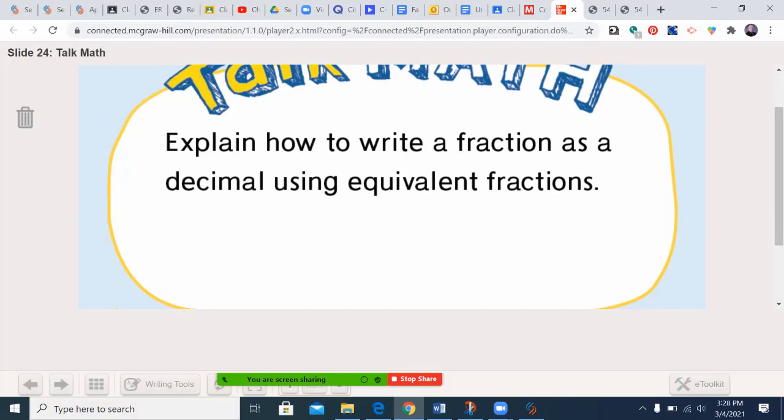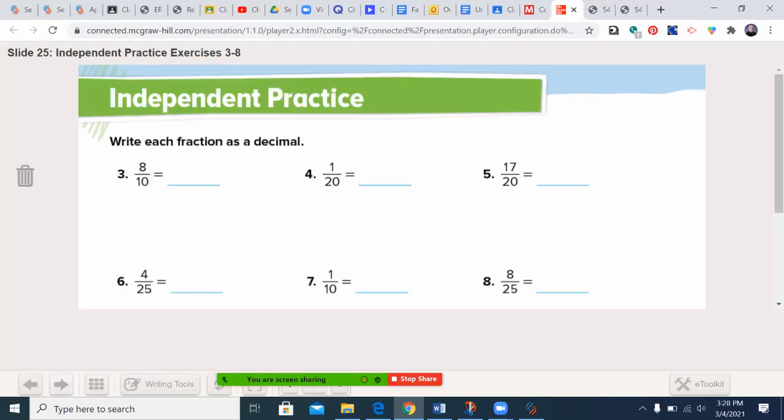Explain how to write a fraction as a decimal using equivalent fractions. Well, it's pretty much been the whole last 2 days. 3/5, I'm going to convert it into something that's over 10, which would be 6/10. And then I can just write 6/10 as 0.6. Let's do just a couple more problems.